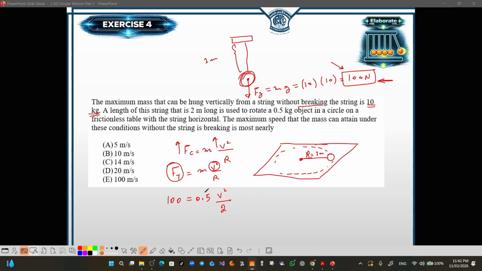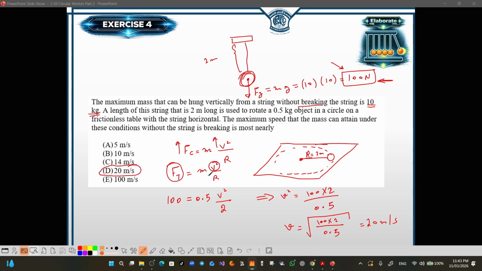Now, let's rearrange this equation. So the V squared is equal to 100 multiplied by 2 over 0.5. Since we are looking for the V, not the V squared, we just take the square root. So 100 times 2 over 0.5, and the answer is 20 meters per second.